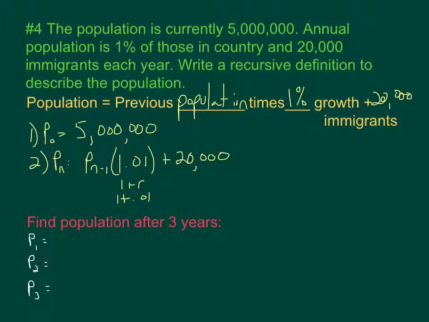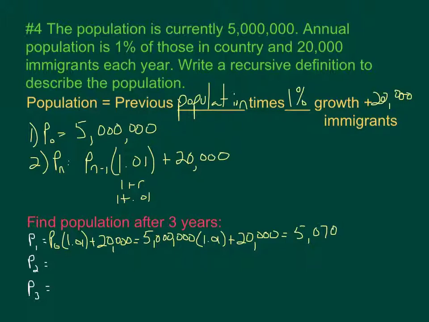So find P sub 1. Well, that would be P sub 0 times 1.01 plus the 20,000 immigrants. Well, we started with 5 million people times 1.01 plus the 20,000 immigrants. Answer, 5,070,000. That's the population after 1 full year has elapsed.